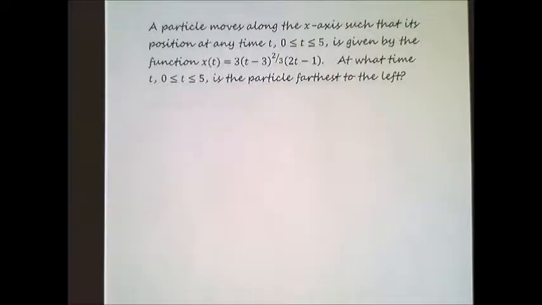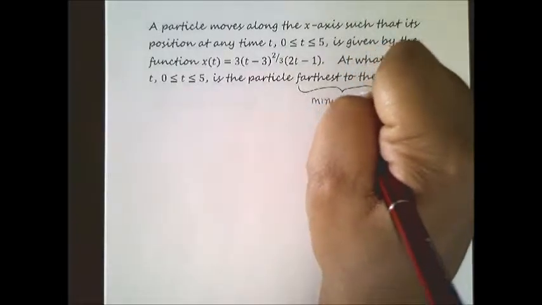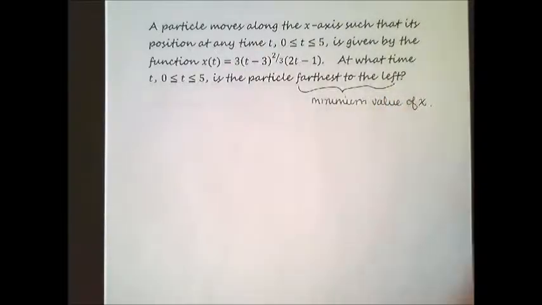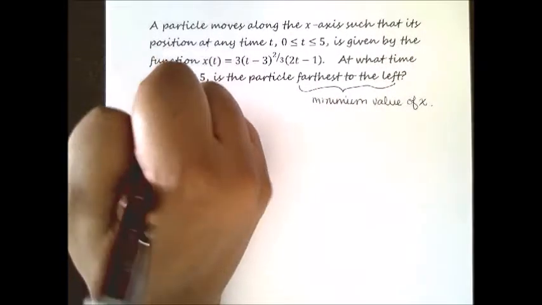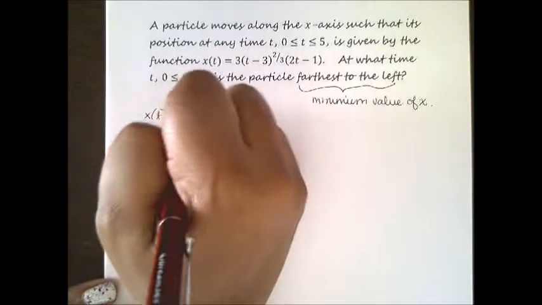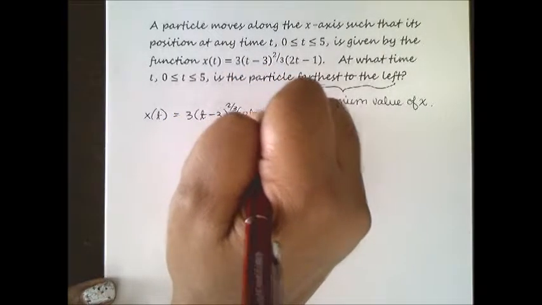left? Well, since we're moving back and forth along the x-axis, to the left are smaller x values, and to the right are bigger x values. So what we really mean by farthest to the left is we want the minimum value of x. So this is my x equation. This happens to be my optimization function. They gave it to me.